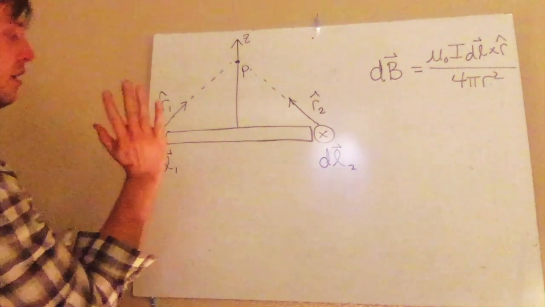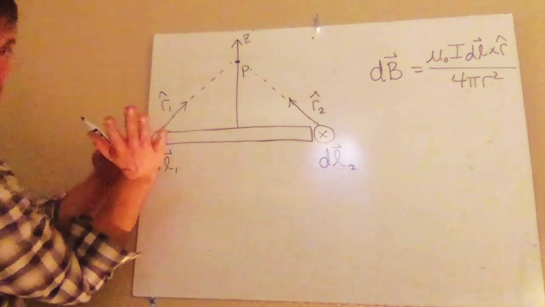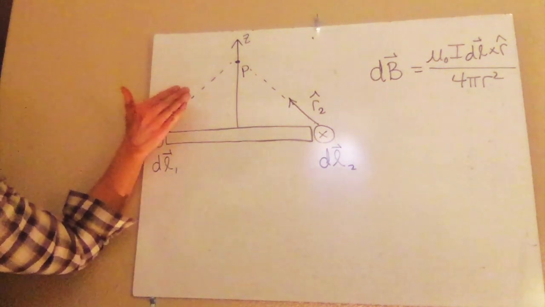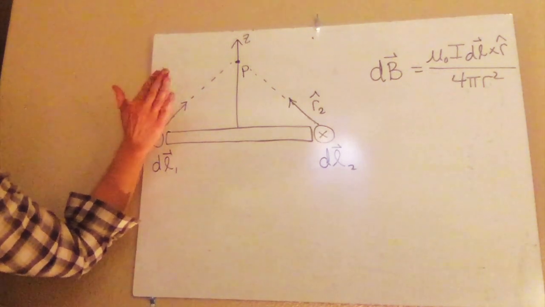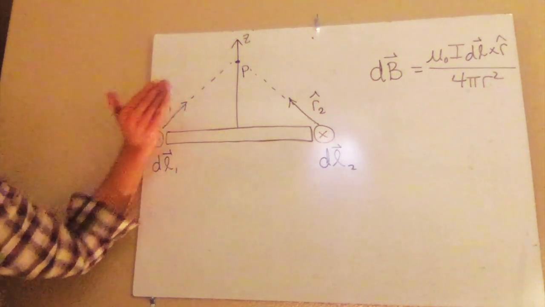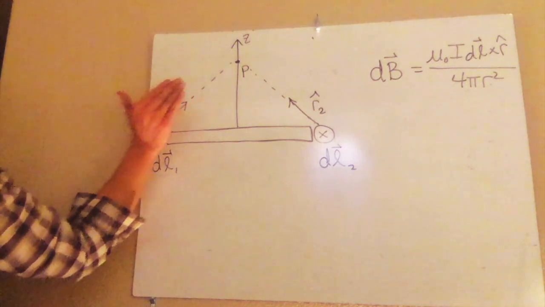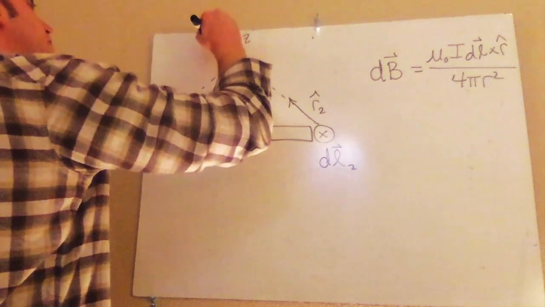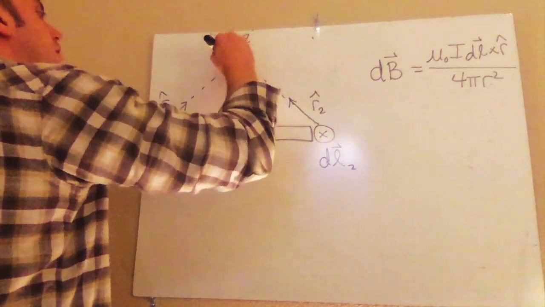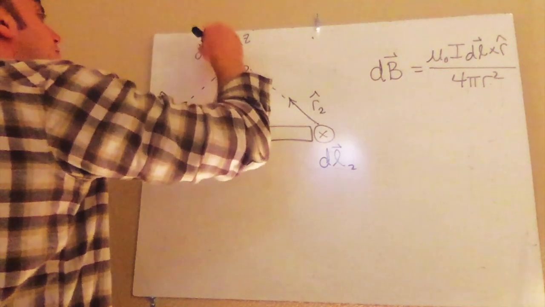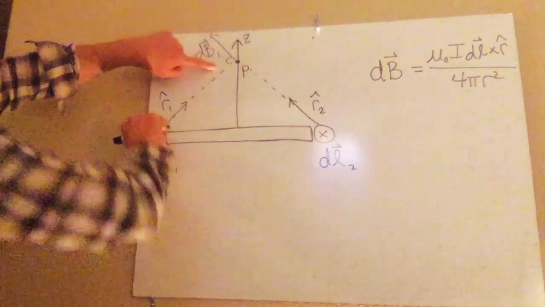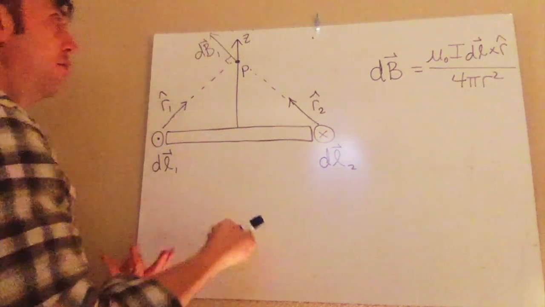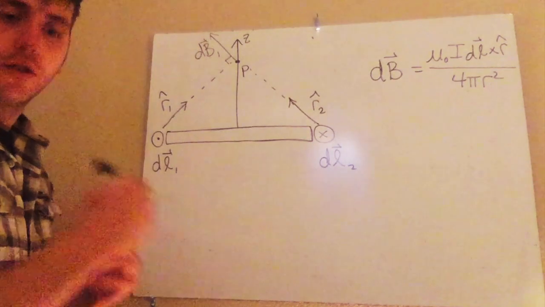So take the right hand and point your fingers out of the page. That's in the direction of dl. And then you have to curl the fingers of your right hand in the direction of r hat 1, like this. So now your thumb is pointing like this. So it's pointing kind of up and to the left. That's going to be our vector dB1. I know it has to be perpendicular to this, by the way, because when you cross two vectors, you get something that's perpendicular to both vectors that you crossed.